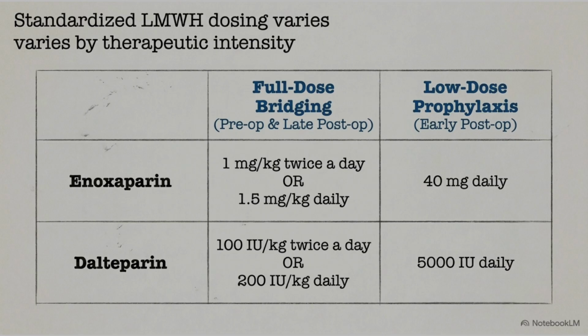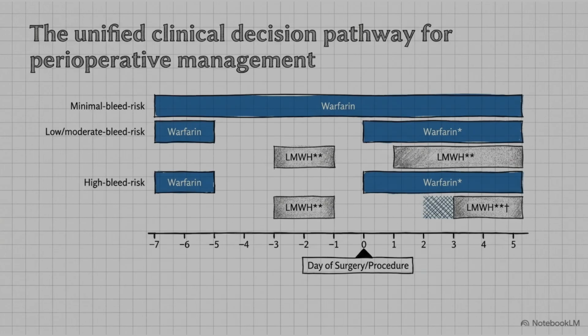For dalteparin, pre-op and late post-op, you could use 100 units per kg twice a day, or 200 units per kg daily. And in the early post-op period, you want to still play safe to prevent a thromboembolic event, but play safe against bleeding. You could consider a low dose of 5,000 units daily. So let us put these things together.